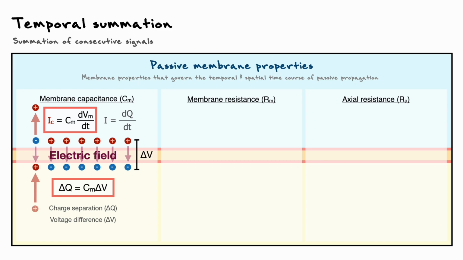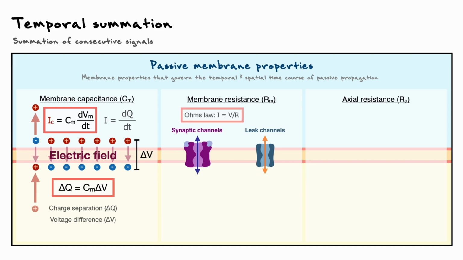Now, the second property is the membrane resistance, which arises from the fact that the membrane has ion channels that let ions flow in and out of the cell. For our temporal summation purposes, there are two distinct types of channels that we need to take into account: leak channels and the ligand-gated synaptic receptors. As we've discussed in the equivalent circuit model video, ion channels obey Ohm's law, and thus the current that flows through them is equal to the voltage difference divided by the membrane resistance.